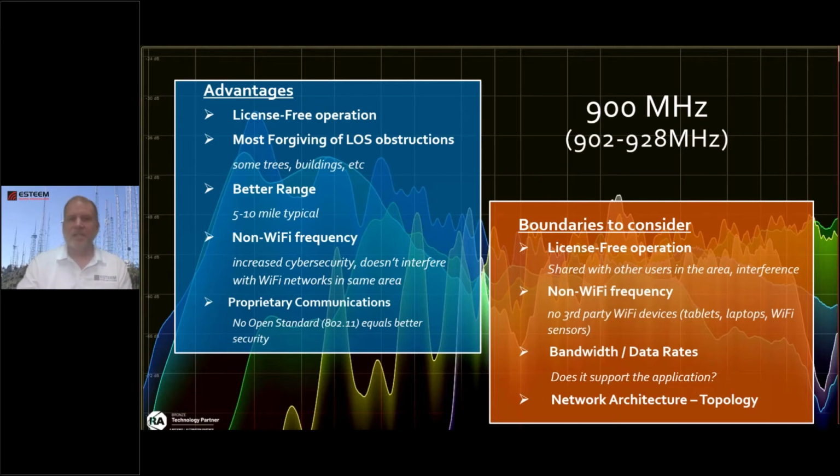Other concern, depending upon which way you go, is does it have enough bandwidth or data rate to support the application? Right? So what we've also got here is, does it also support the network architecture, the topology? How is this going to fit? So we kind of dig into 900 a little bit more, it's really been kind of an evolving frequency.